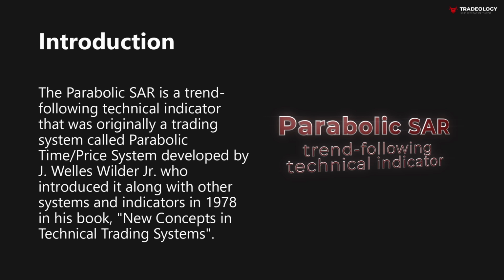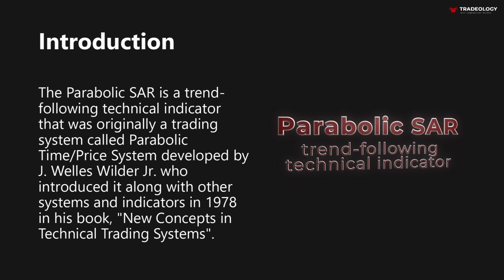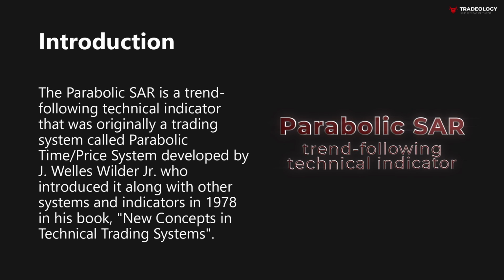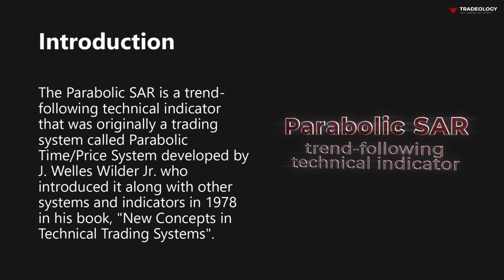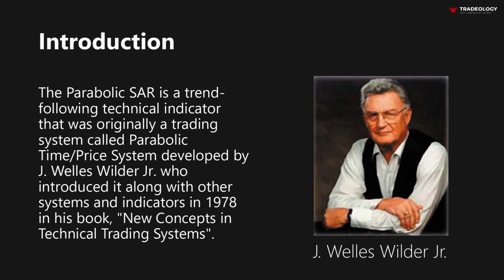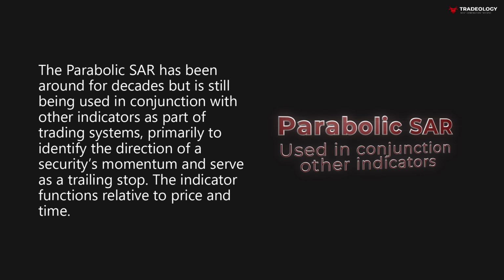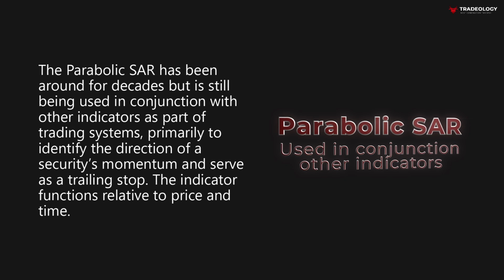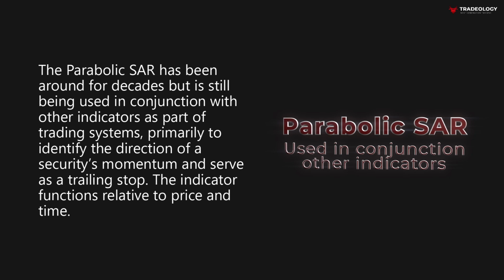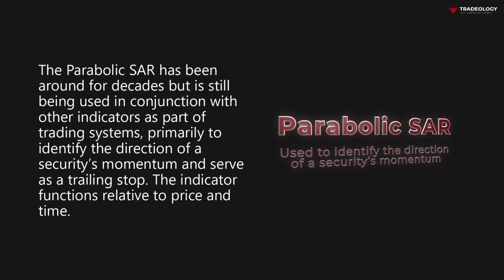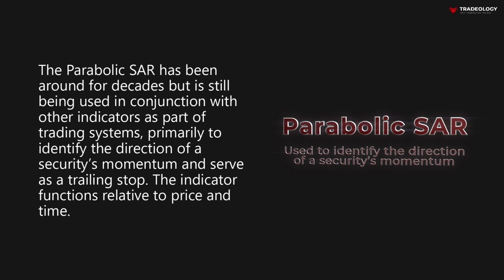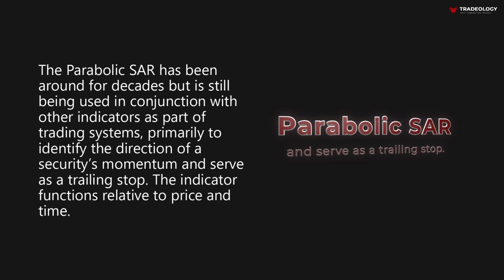Now, the Parabolic SAR is a trend-following technical indicator that was originally a trading system called Parabolic Time or Price System, developed by J. Wells Wilder, Jr., who introduced it along with other systems and indicators in 1978 in his book, New Concepts in Technical Trading Systems. The Parabolic SAR has been around for decades, but it is still used in conjunction with other indicators as part of trading systems, primarily to identify the direction of a security's momentum and serve as a trailing stop.